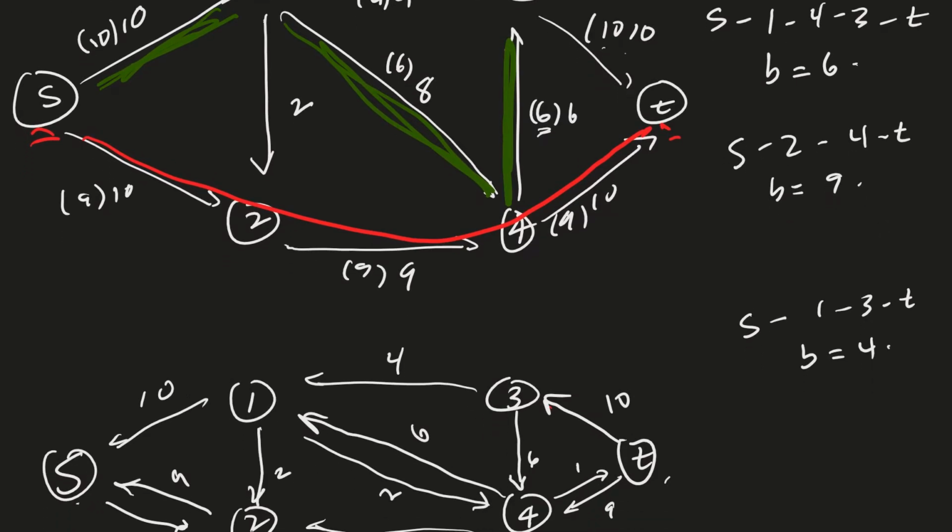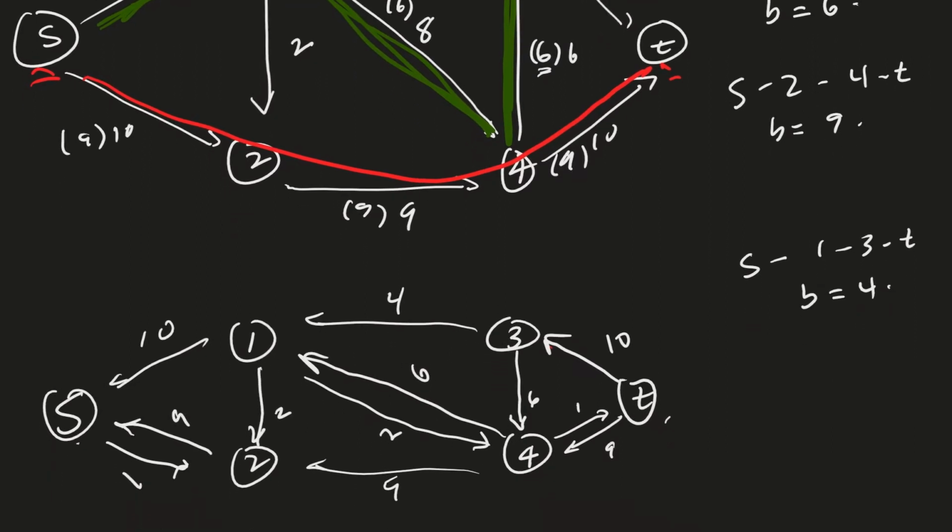Okay. Any other way of getting from S to T? Well, the only way I can get out of S, right, from the residual graph is to go from S to 2, right? But if I do that, what happens? Can I go anywhere? I can't go to 4. I can't go to 1. I could go back to S, but that would just create a loop. So then, therefore, I am done.